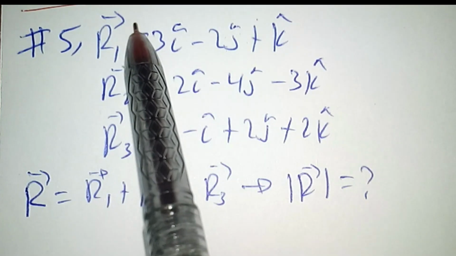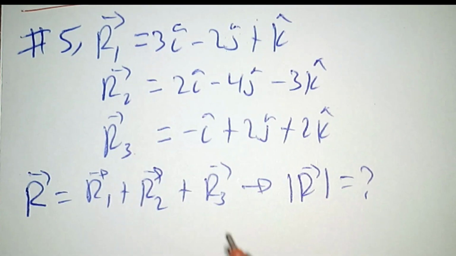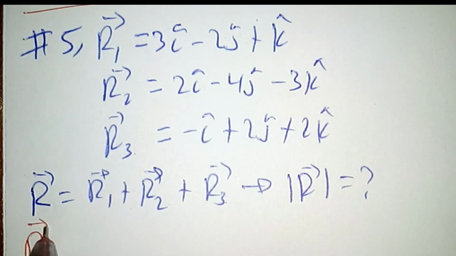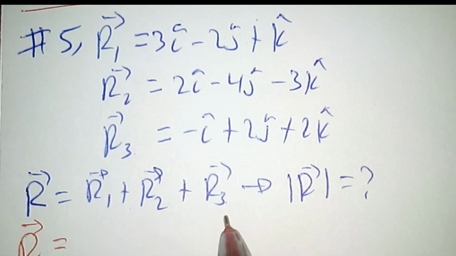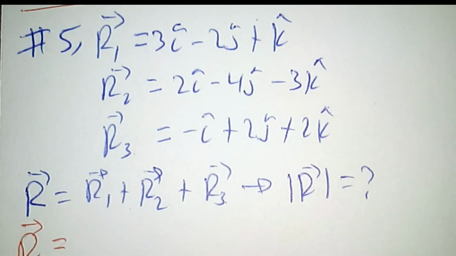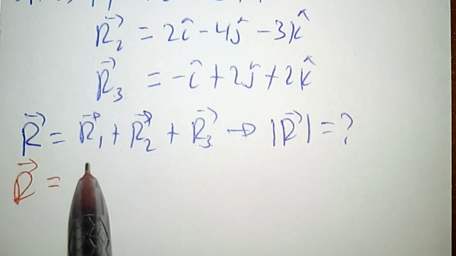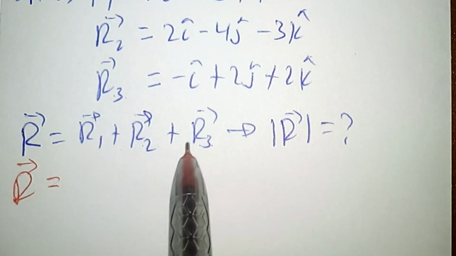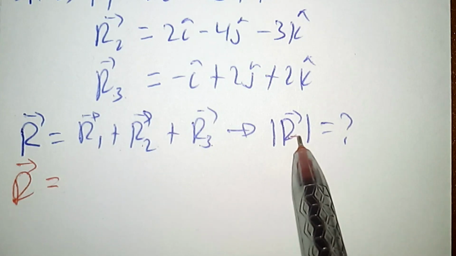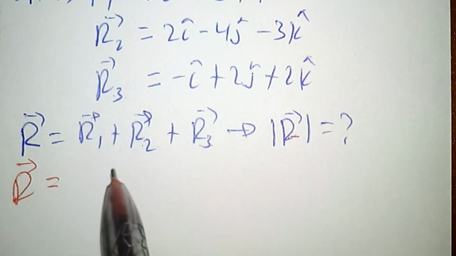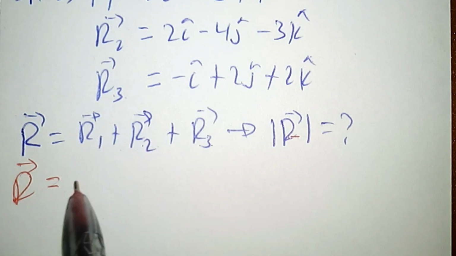Given three vectors r1, r2, and r3, what is the magnitude of the resultant of the three vectors? That means the magnitude of r1 plus r2 plus r3. So let's assume vector r is the resultant of the sum of all three vectors. If r is the resultant, that is r1 plus r2 plus r3, then what is the magnitude of this resultant?